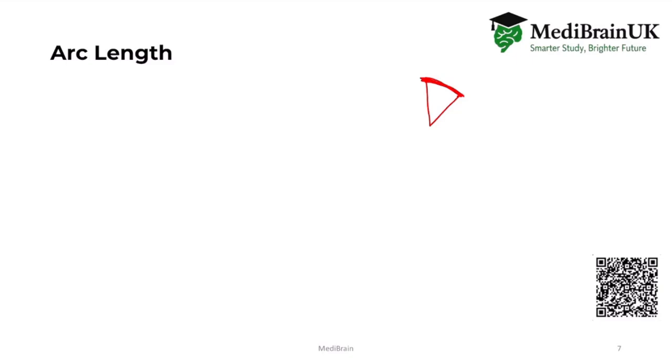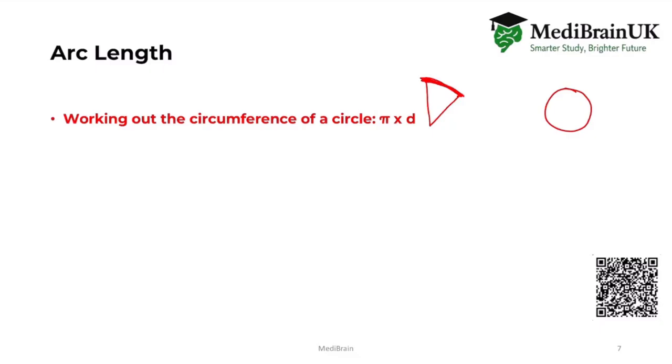And again, there's a very similar formula that you need to know for arc length. Prior knowledge that you need to know is how to work out the circumference of a circle. Let's say you had a big circle like that. To work out the perimeter of the circle, the distance around the edge, or the circumference, the formula that you would use is pi times diameter. And d is just the diameter.